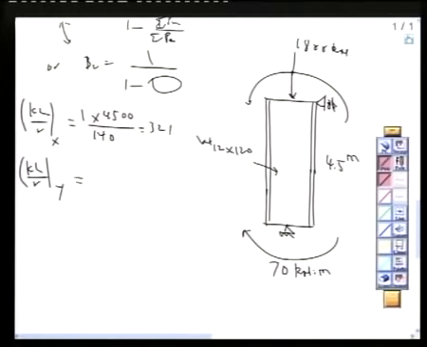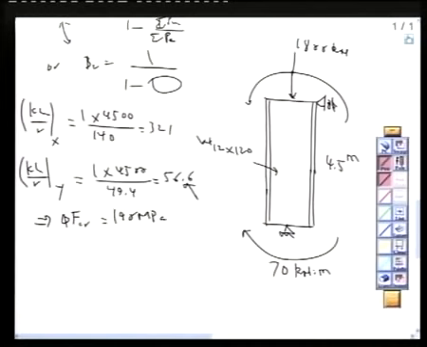And here KL over RY is 1 multiplied by 4,500 divided by 79.4. This will provide us with a value of 56.6. Which value governs? 56.6. With this value we get phi F critical equal to 190 megapascal, and also phi Bn, if you multiply it by the area, will be equal to 4,332.